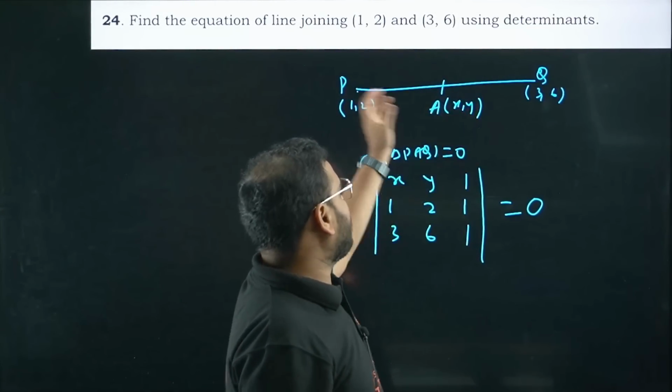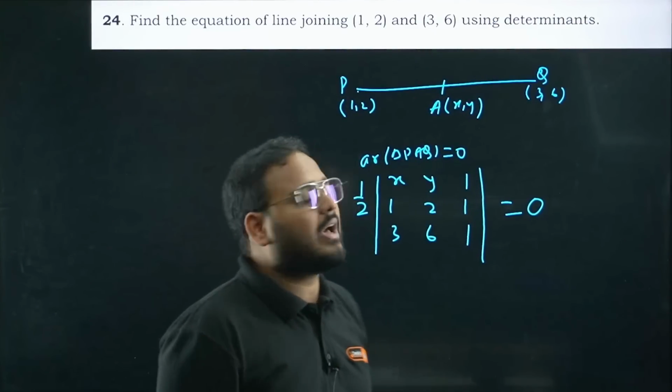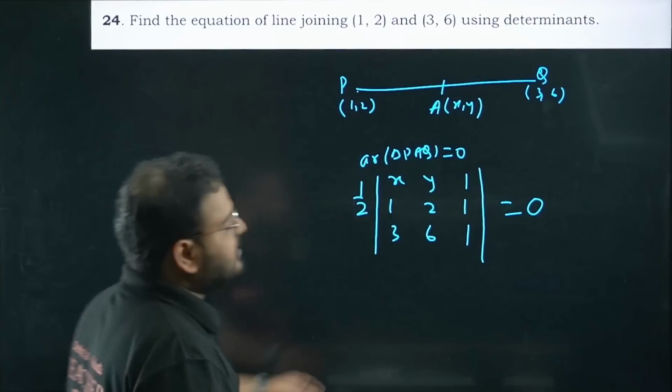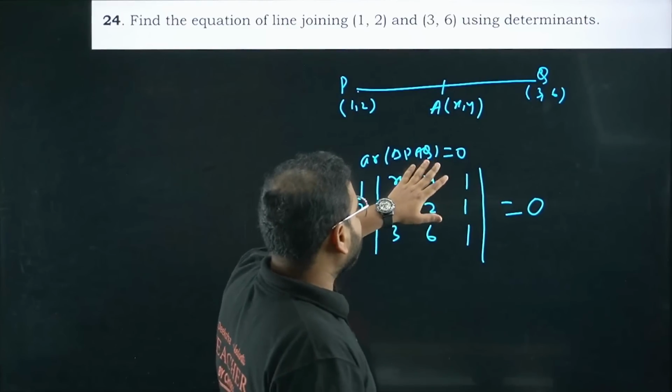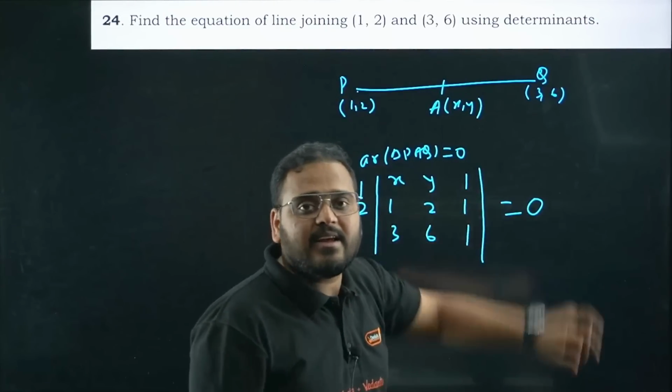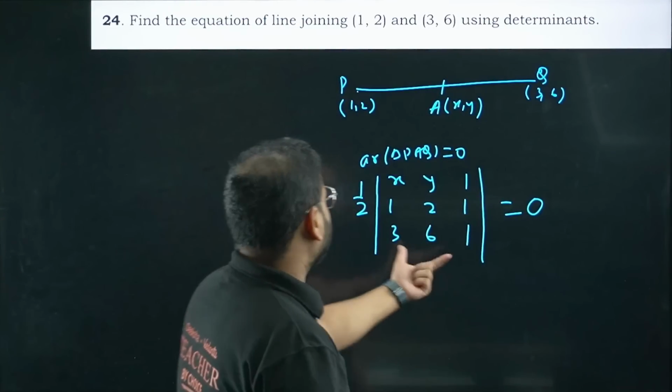X and y are variables. I have the constants. The values are known for the coordinates 1, 2, and 3, 6. That's why I'm taking the area part. Is this statement correct? Yes, sir. So straight line. Area is going to be 0 only. That's why I've taken it like that.